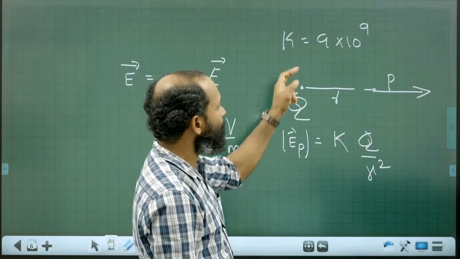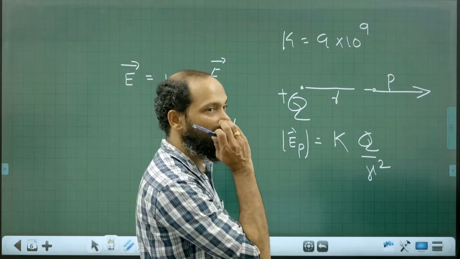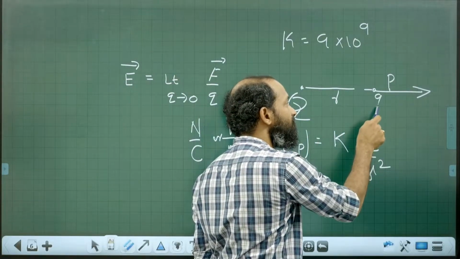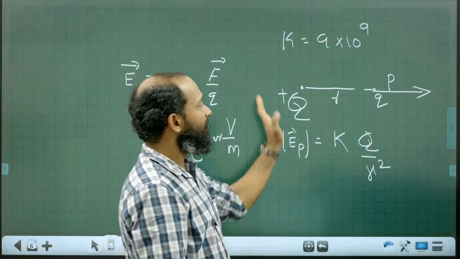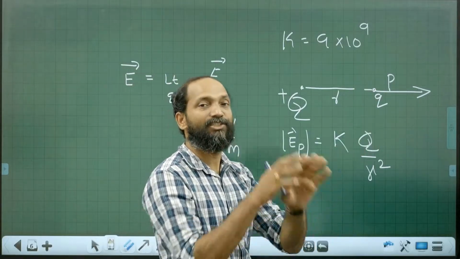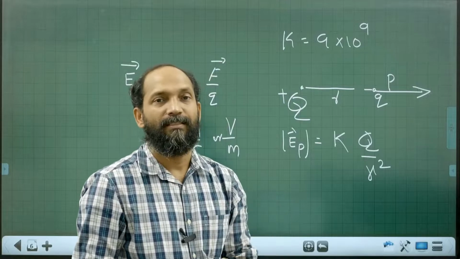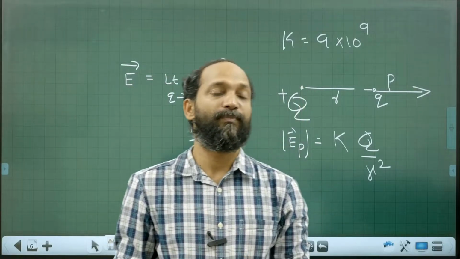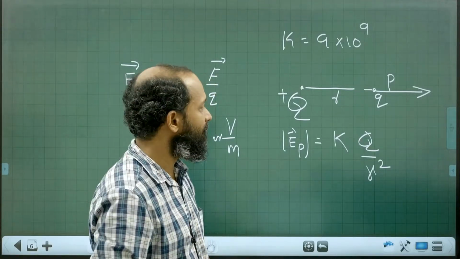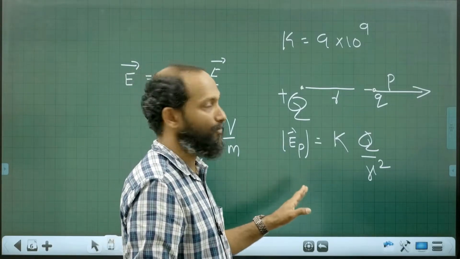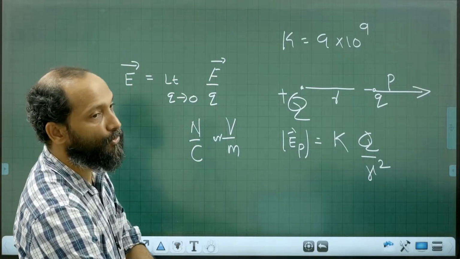Field is due to capital Q alone. If you place one more charge, small q, at P, whatever magnitude, the field at that place due to that charge is not defined at all. So field at any point is defined only due to the other charges in the vicinity, not due to a charge placed at that point. That's the importance of Coulomb's law. So E equals KQ divided by R squared. That's Coulomb's law for field.